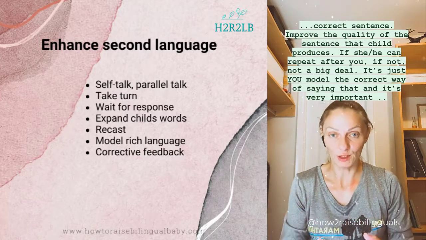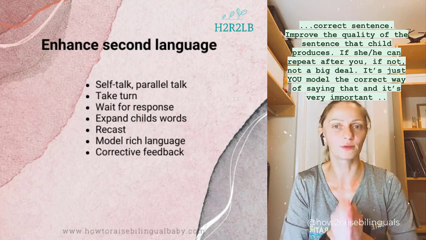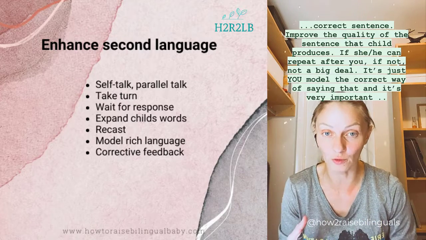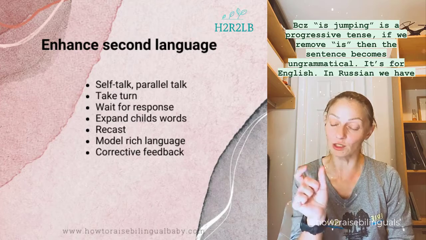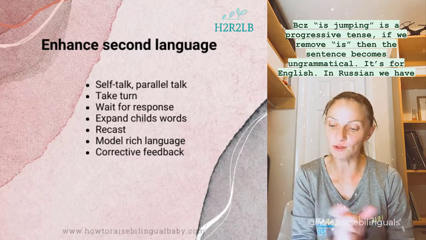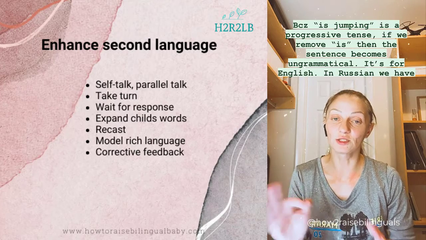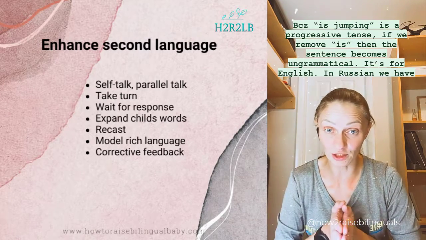Improve the quality of the sentence the child produces. If he or she can repeat after you, fine. If not, not a big deal. You just model the correct way of saying it. And it's very important, because is jumping is the progressive tense. If we remove the is, then the sentence becomes ungrammatical. So that's for the English language, right?